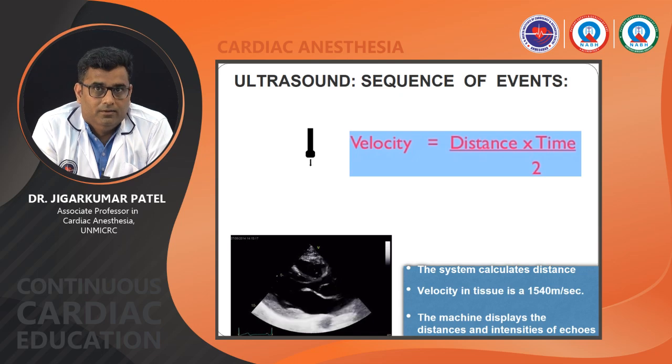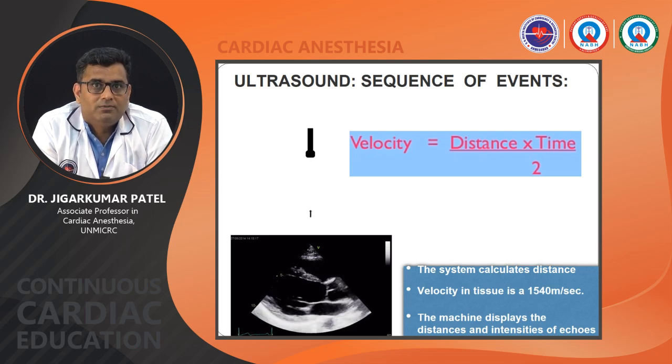And the system calculates distance by this equation: velocity is equal to distance divided by time, with the time divided by 2. The 2 is because the sound travels out and comes back, that's why it is divided by 2. Here the velocity in tissue is fixed at 1540 meters per second. So distance is calculated by time. So the machine displays the distance and intensity of the echoes.